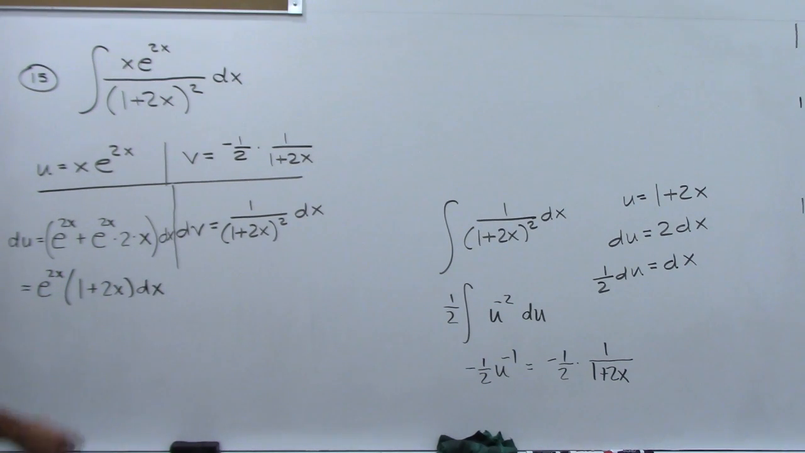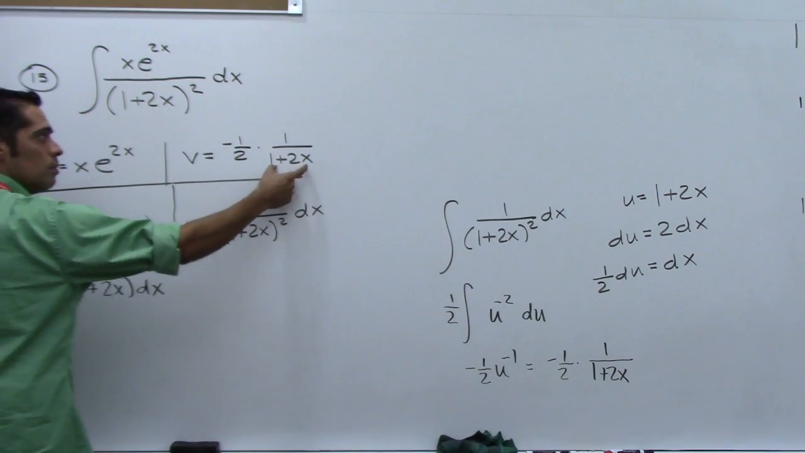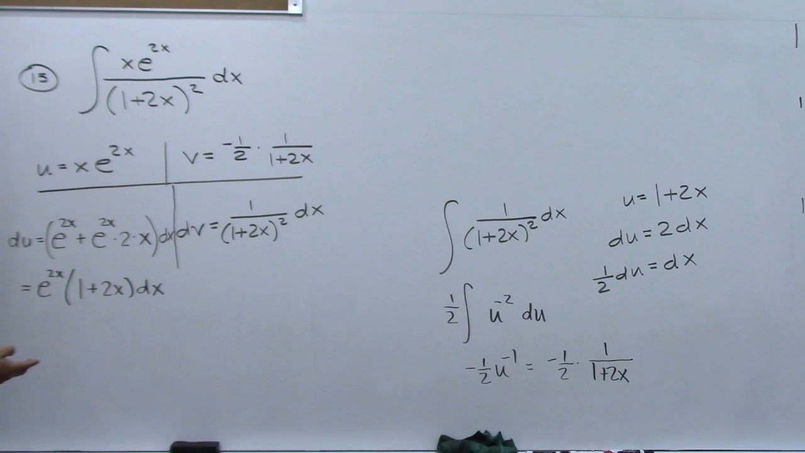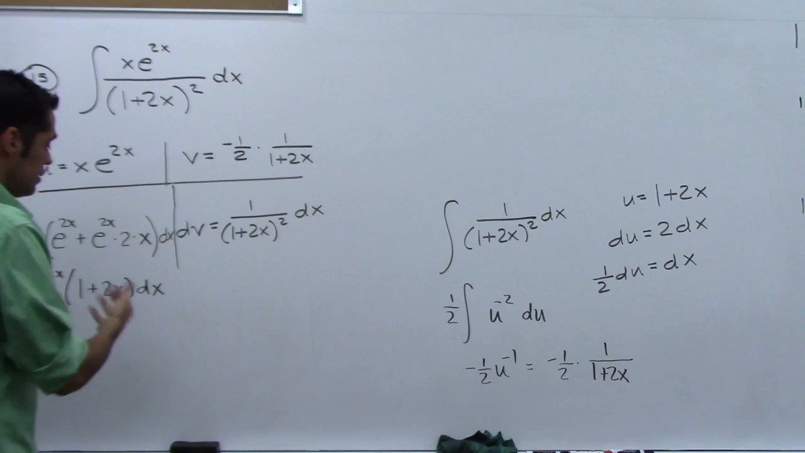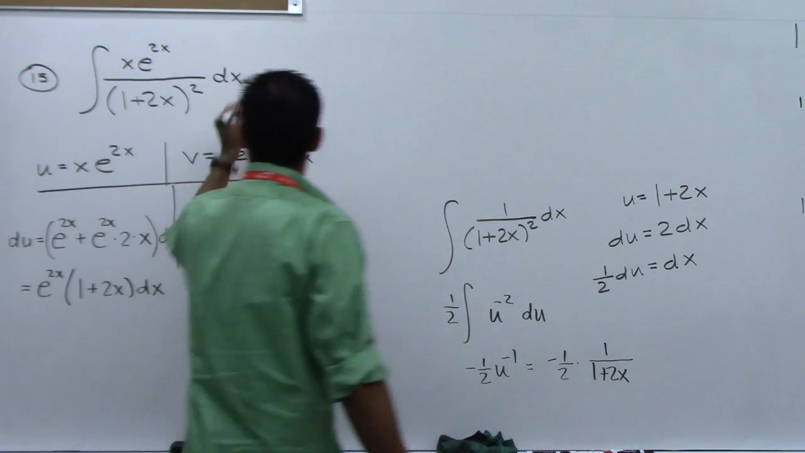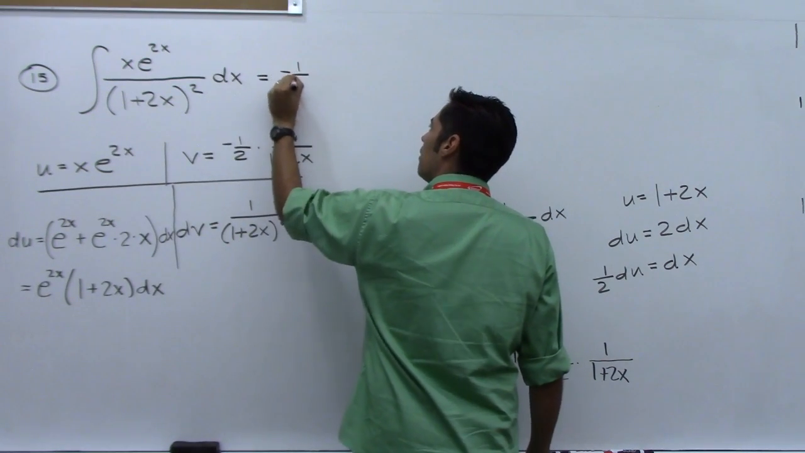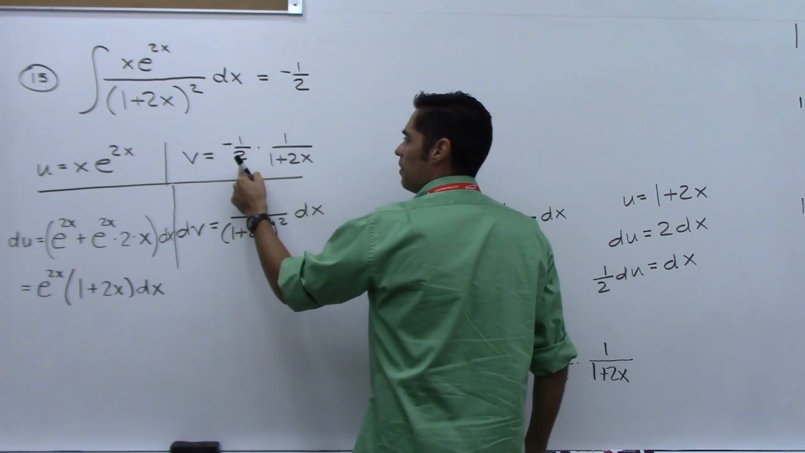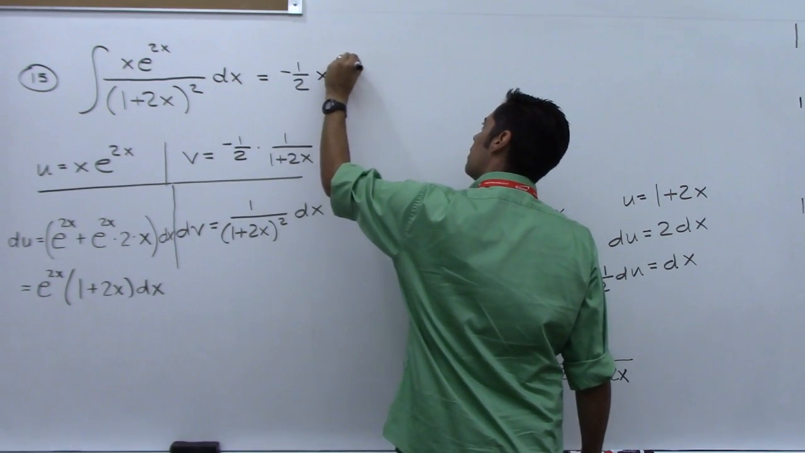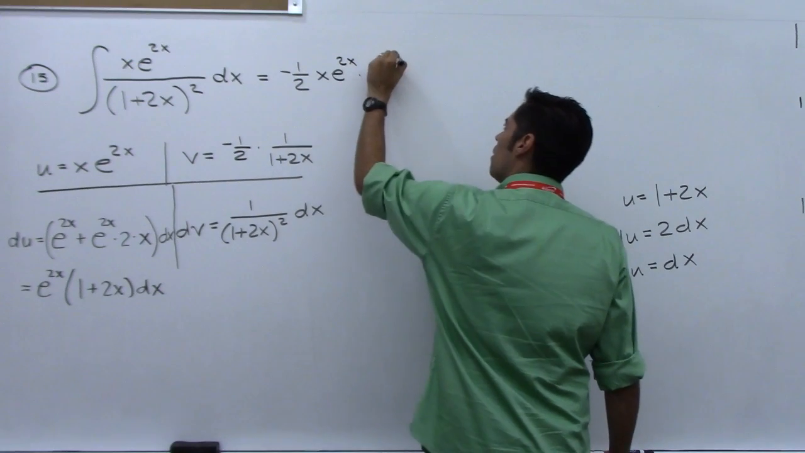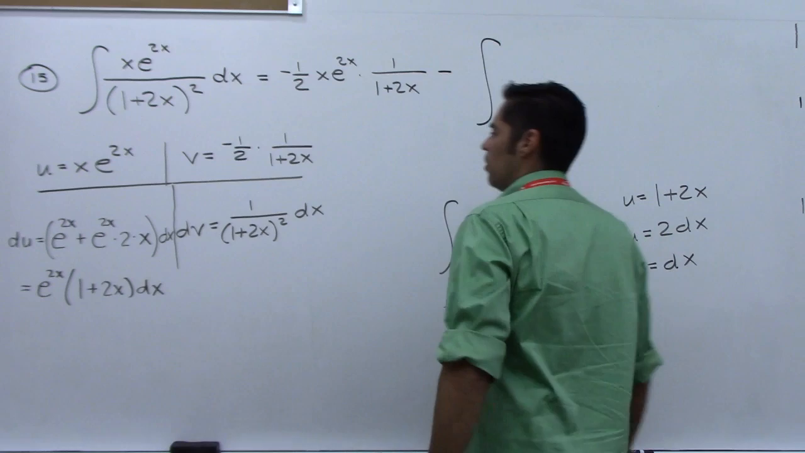And check this out. When you multiply this times this, this 1 plus 2x and this 1 plus 2x will cancel. I mean, the only way you know this is actually try it. It's not obvious from up here that this is going to work. So let me write it all out. I've got equals ultraviolet, this times this. Negative 1/2, because I like to put my constants first. Then all of this, x e to the 2x times this, 1 over 1 plus 2x, minus integral voodoo.